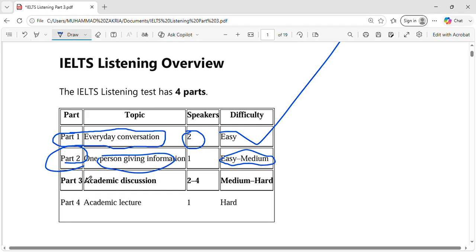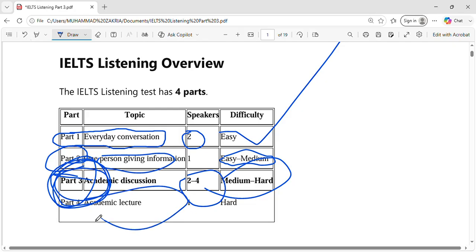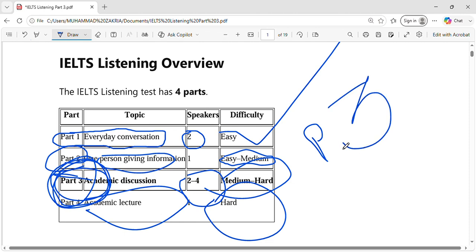Today we discuss part three. It's another part and this is the academic discussion. The speakers are around 2 to 4 and it is medium hard. Part 4 is an academic lecture. It's a summary but hard. We will discuss it in time, but today we discuss part 3. What is IELTS listening part 3?